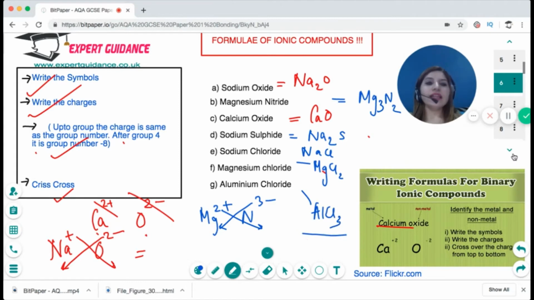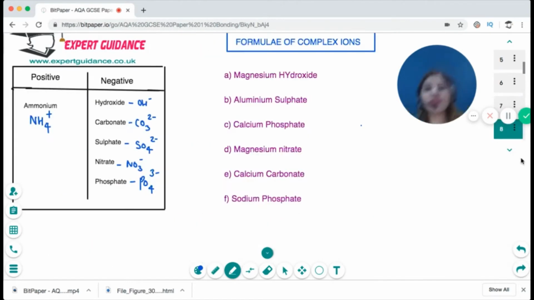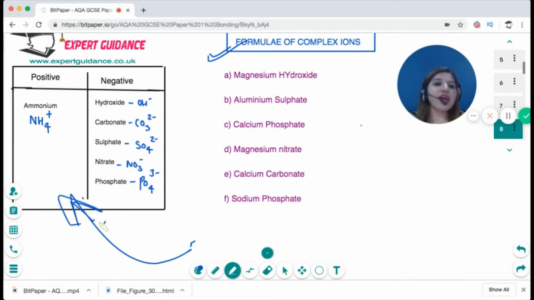Okay, now these are all the symbols that you can get from your periodic table. However, there are some complex ions which you do not get from the periodic table. You need to remember their charges. I have tabulated this for you here. Make sure you remember them. If you find it hard to remember, put it in your study room, see it every day, and you will memorize them. Ammonium is NH4 plus, hydroxide is OH minus, carbonate is CO3 2 minus, sulfate is SO4 2 minus, nitrate is NO3 minus, phosphate is PO4 3 minus.